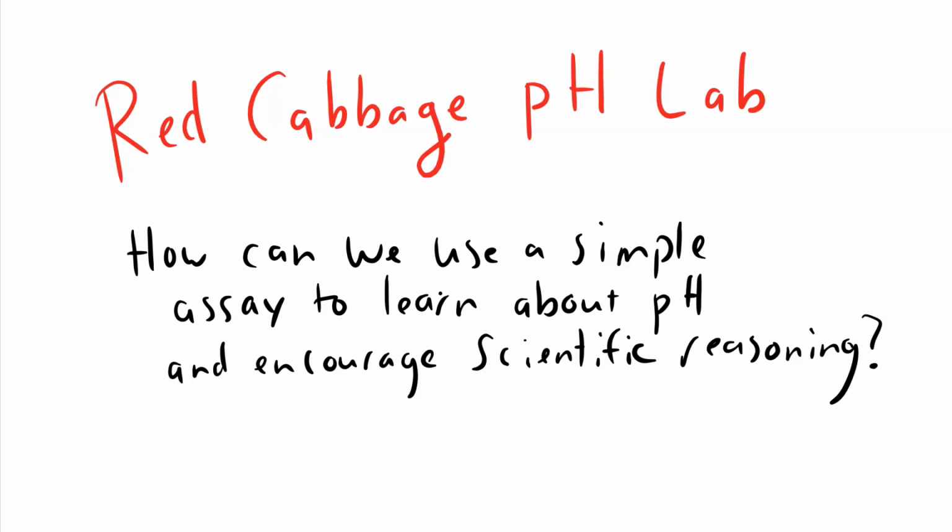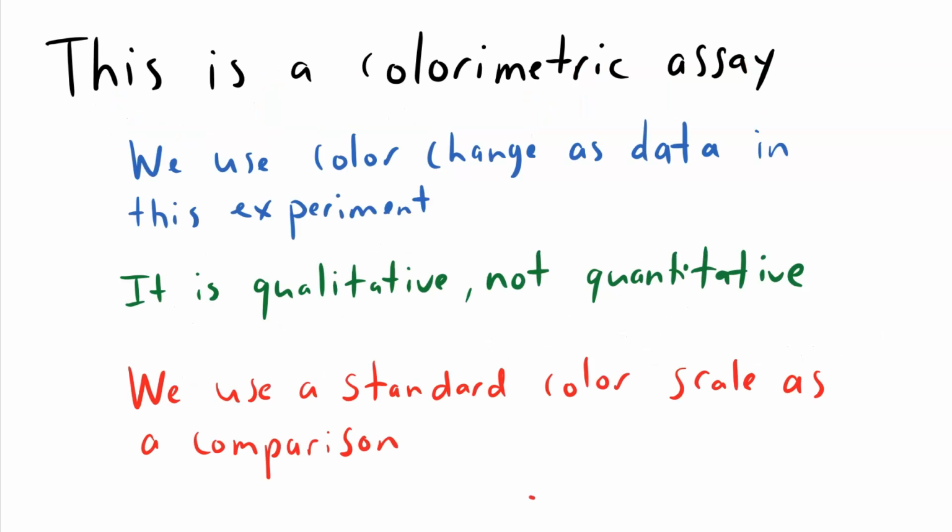So, we could just use a pH probe to measure the pH of a certain solution, but this way, although old-fashioned, really encourages thinking. So we're going to be using a colorimetric assay. A colorimetric assay is basically an assay or a test that uses color to make a determination about something, in this case pH. Okay, so our data that we will determine today is color change of solution.